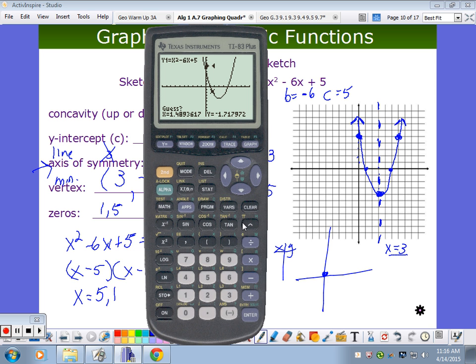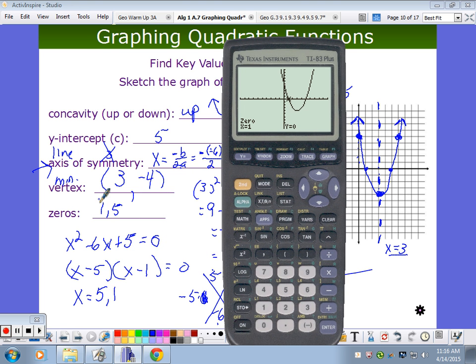Then it says guess. So you press enter. It's thinking, oh, 1. Is that what we think? Okay, good. Now let's see what the other zero is. Do it again. Second, then the trace button, calc menu. Press 2, zero again. Now I'm working with this one.